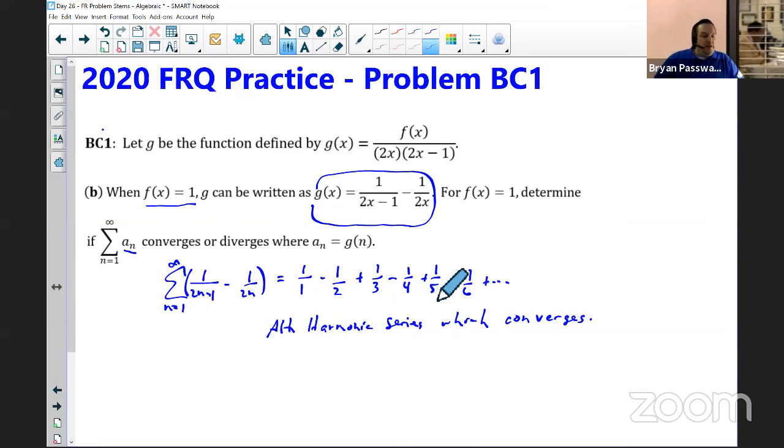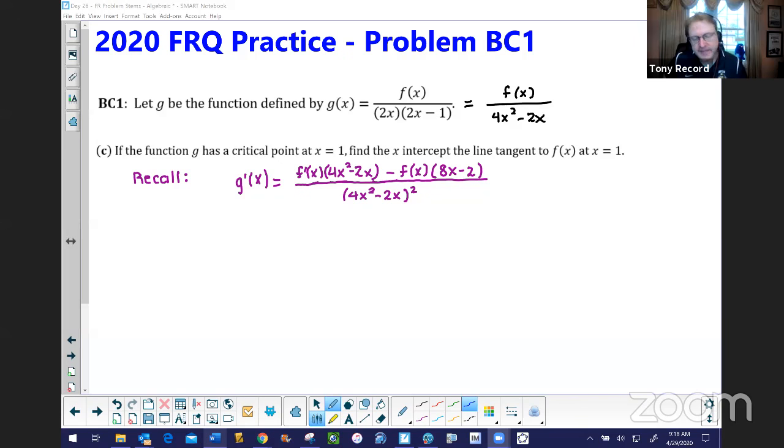So Tony, you're going to take us through a couple more parts of this problem, and then we're going to see another kind of cool FRQ the second half of the lesson. Certainly, and we are going to take a look at that same function, that same g of x that Brian discussed here in part C and beyond.